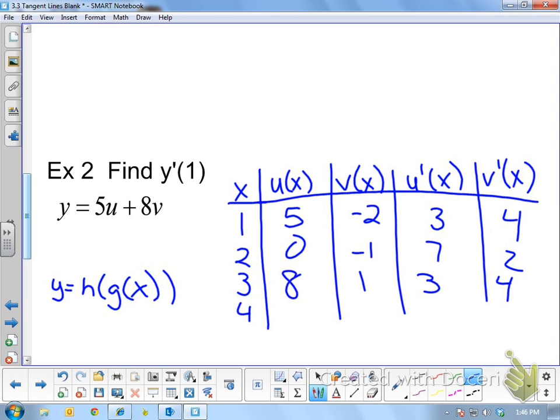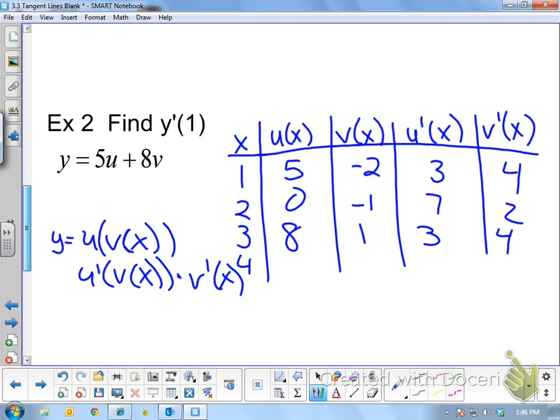actually let's use our u and v. Eventually you'll learn that the rule for this, for a composition of functions, is derivative of the outside evaluated at the inside times the derivative of the inside. So when we plug in 1, you don't have to write this down. This is just to show you why we would need it in table form.